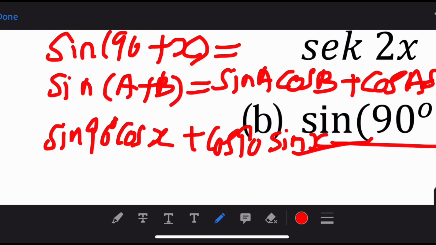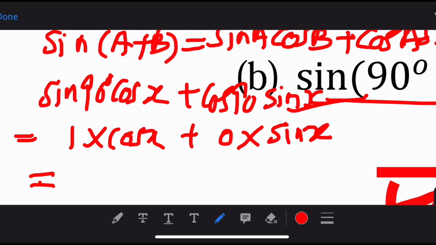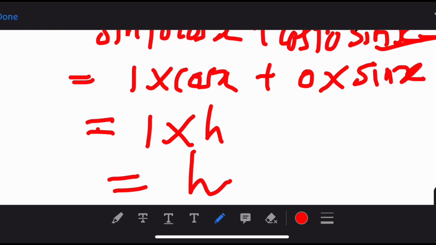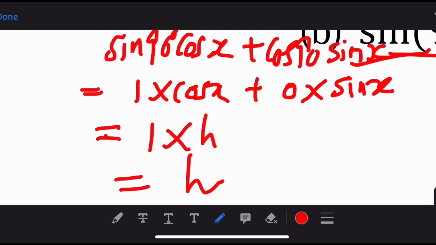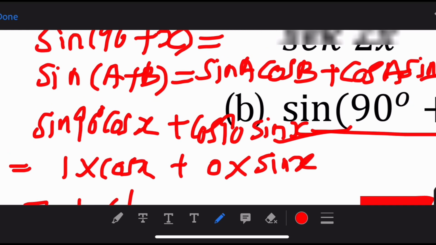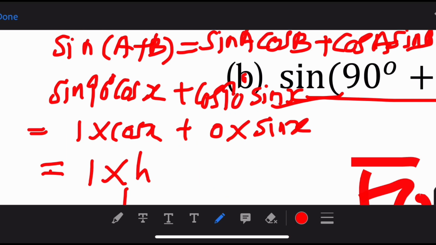And then finally you just key into your calculator: sine 90, the value is 1, a special value, and cos 90 is 0. So finally when you solve, you will get cos x, and you substitute cos x with h. So your answer is just h. Actually, for trigo functions, it's quite easy. You just know how to get the right formula and substitute accordingly. So please don't be afraid of trigo.